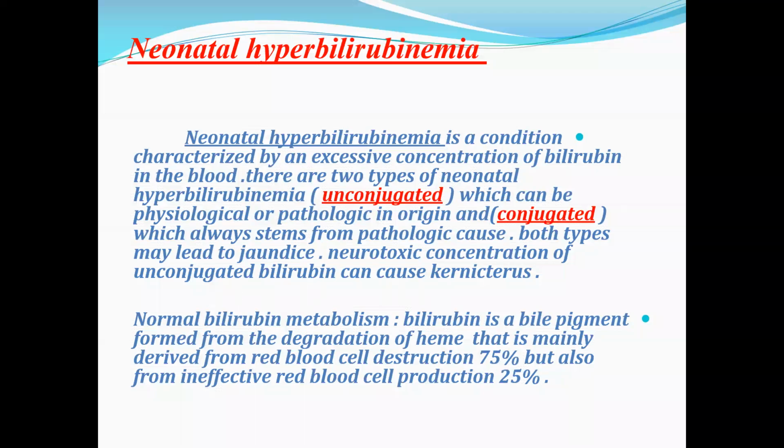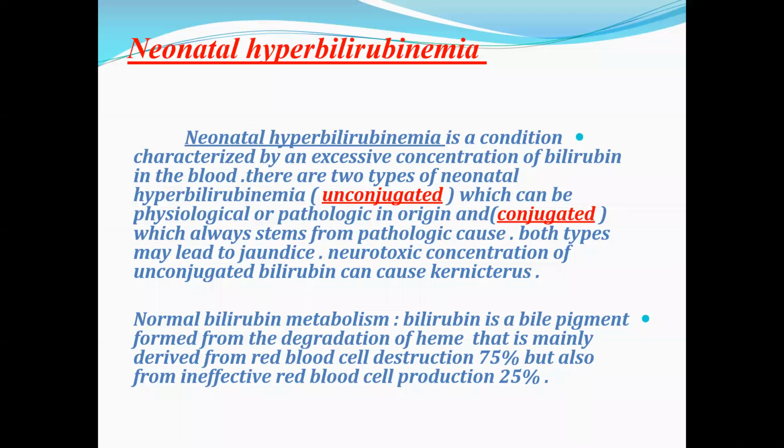Because neurotoxicity may follow a high level of unconjugated bilirubin, our job is to convert unconjugated to conjugated bilirubin that is easily excreted by the bile to the intestine. So the glucuronidase enzyme is a very important step in the conversion of indirect to direct bilirubin.